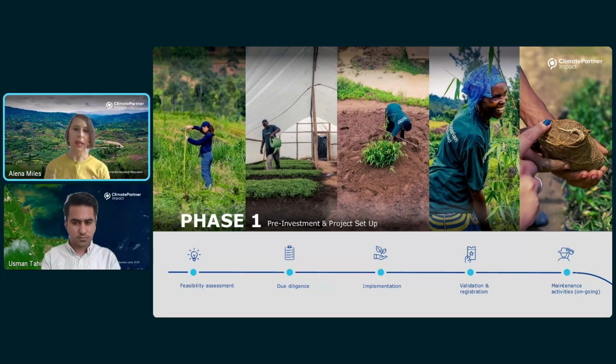The important thing about this step is, for us at ClimatePartner Impact, we actually go in and we invest in our own projects, and we bring it to the end of this phase 1, basically.